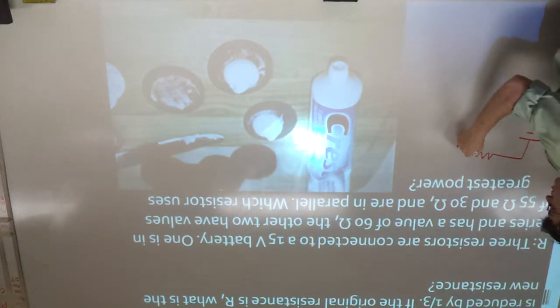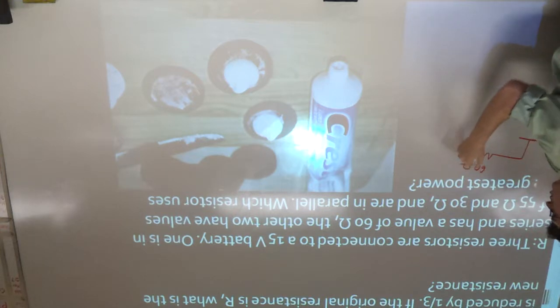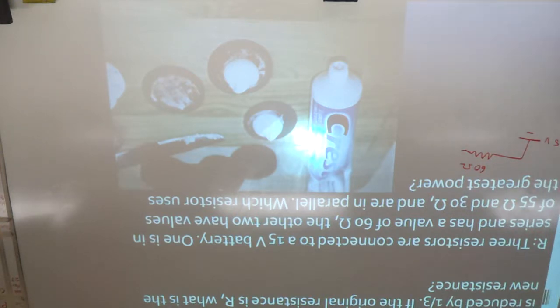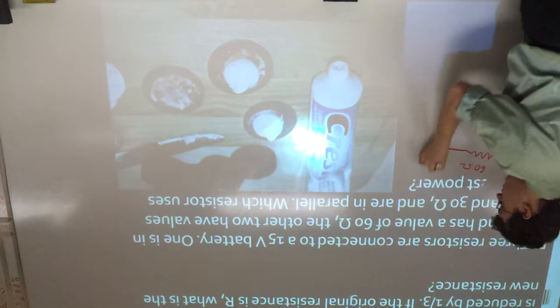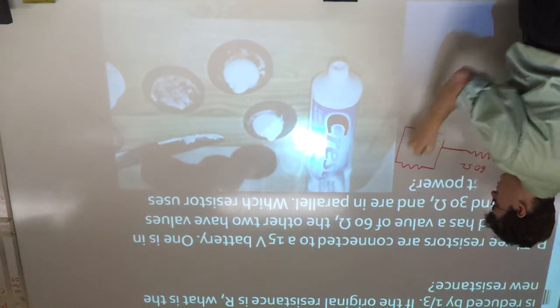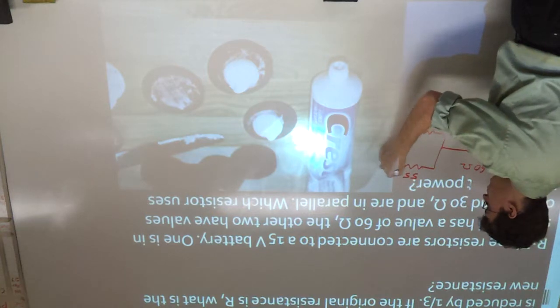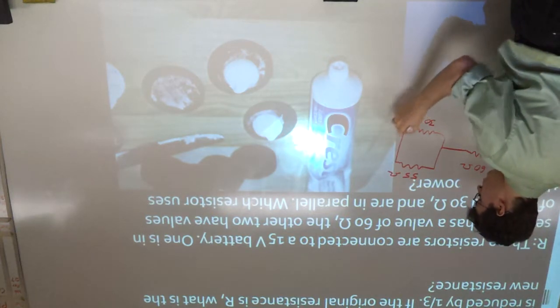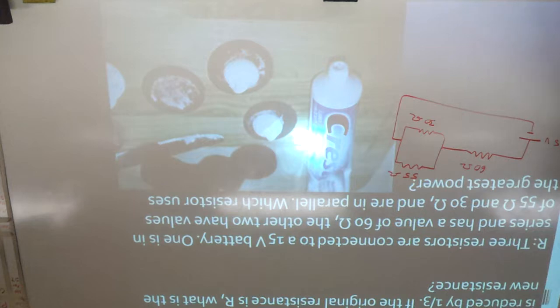Let's try the next one. 3 resistors are connected to a 15-volt battery. One's in series and has a value of 60 ohms. So here's our 60. The other two have values of 55 and 30 ohms and are in parallel. Which resistor uses the greatest power?